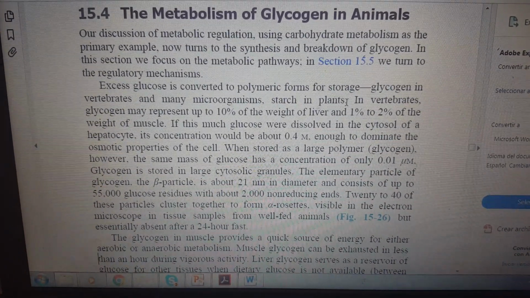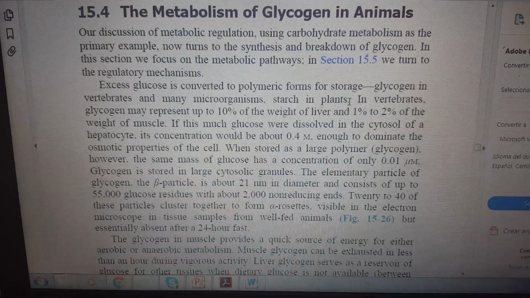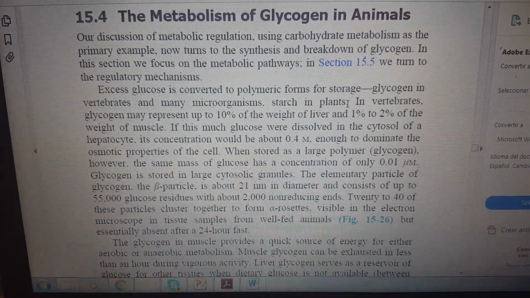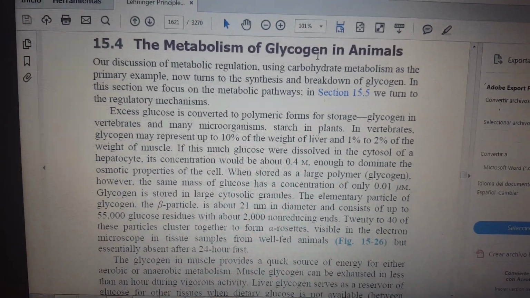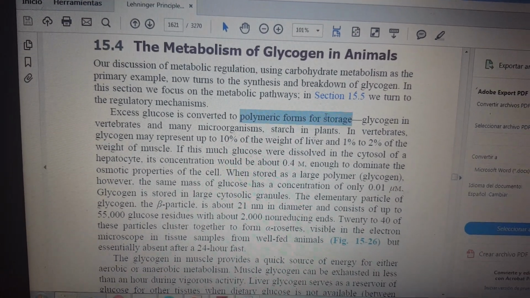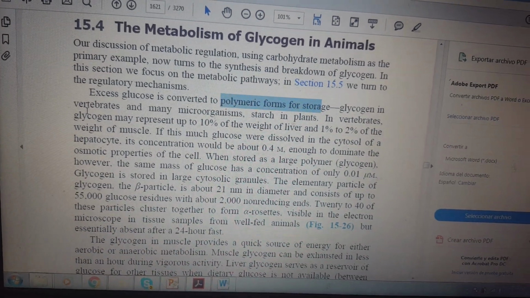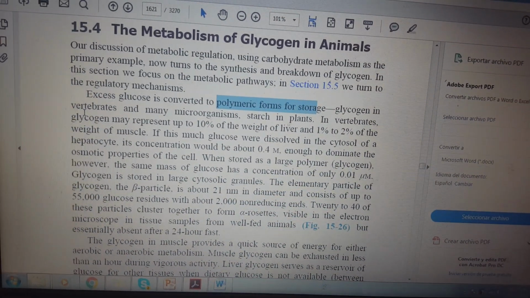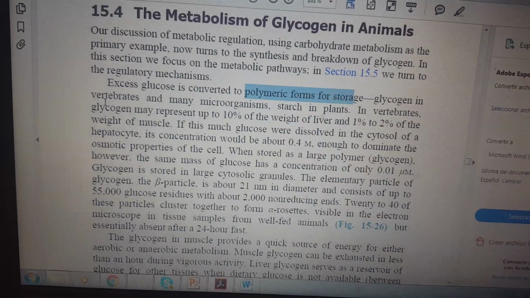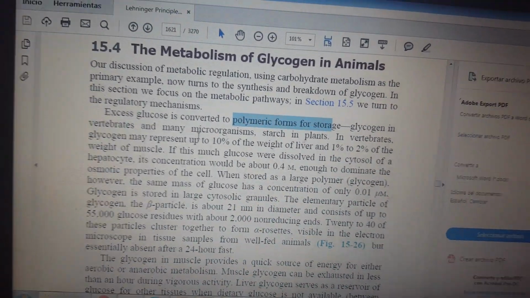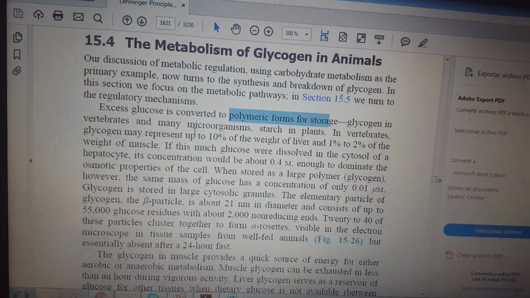This is a biochemical process, a metabolic pathway for energy reservoir. It's like an energy reservoir. You have to remember this, that glycogen is a polymeric form of storage in vertebrates and many microorganisms. Another molecule that is a polymeric form of storage, but exclusively in plants, is starch. Okay, you have to remember that. But we're going to focus here on the molecule glycogen, which is exclusive to animals.